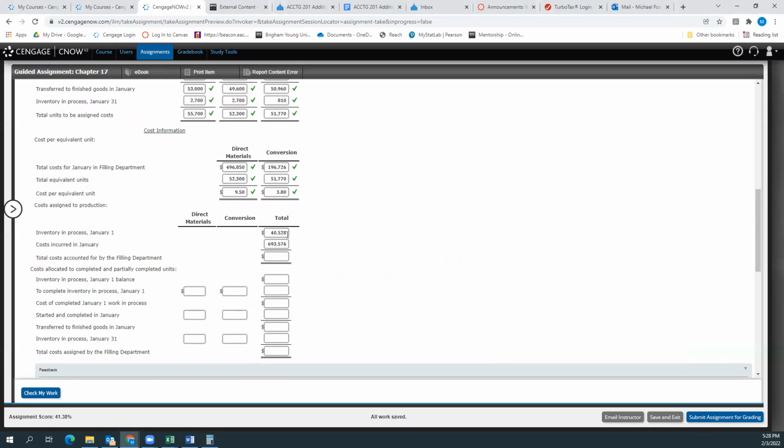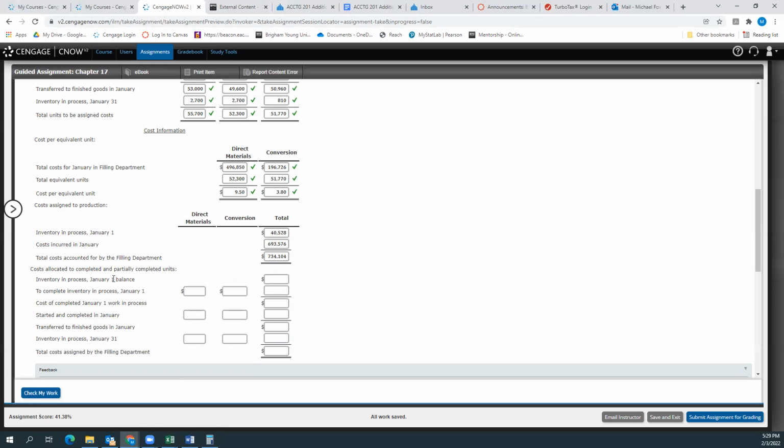So our total costs then are just the costs of all the inventory we made during the month plus what we had at the start of the month. So 40,528 plus 693,576 gives us 734,104. All right, so now to allocate, let's see, costs allocated to complete the partially completed units.